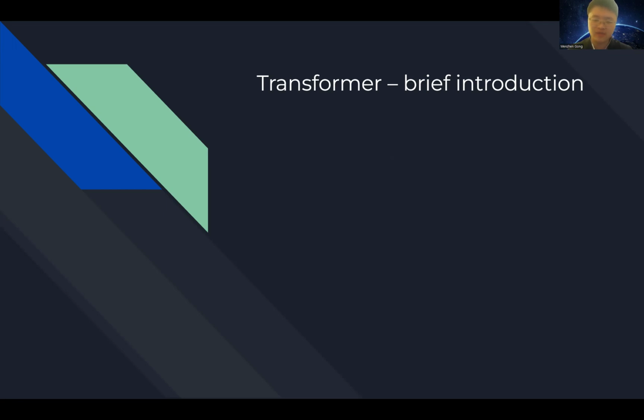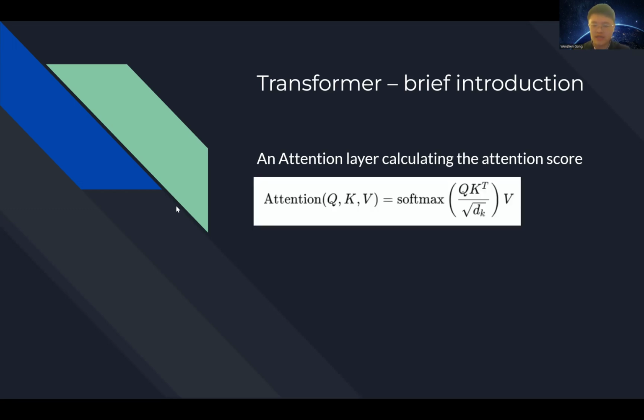The authors of the paper will treat the readers as familiar with the transformer, but I will still have a brief introduction here. A transformer block generally contains an attention layer that calculates the attention score of the input. Suppose the input X is some sequence. The attention score is a function of QKV. The QKV is separately called query, key, and value, which are actually just learned representations of the input X. By doing this function, you can calculate the attention score.